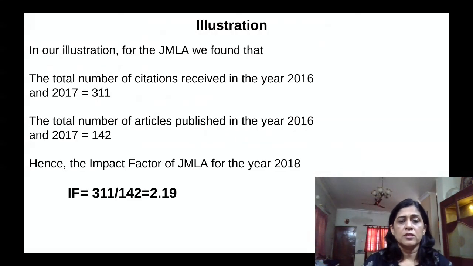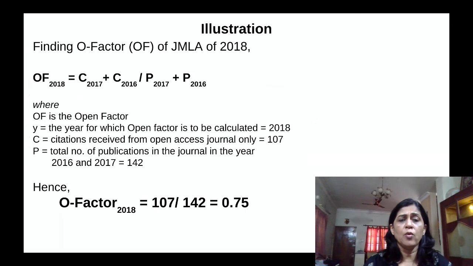In our illustration for JMLA, we found that the total number of citations received in the years 2016 and 17 are 311. The total number of articles published in those years 2016-2017 are 142. Hence, the IF works out to be 2.19. Finding O factor for the same journal 2018.